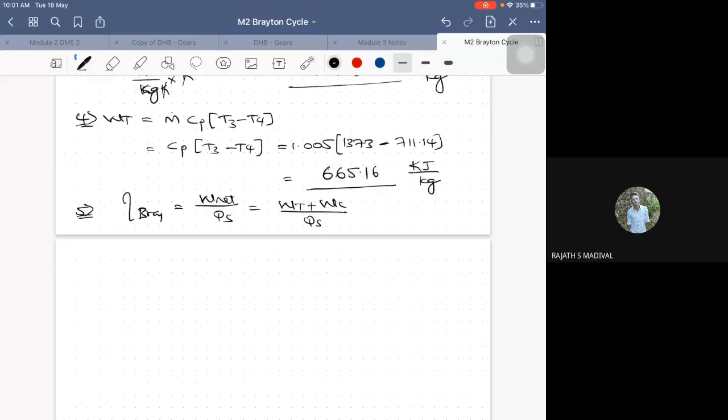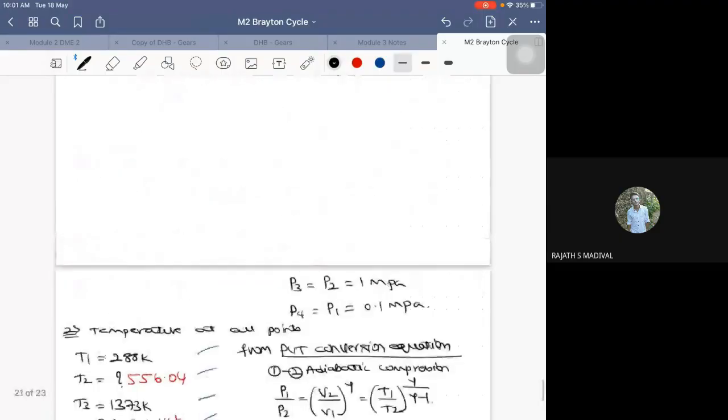Do we have QS? Have we calculated the heat supplied? We need to calculate the value of QS. QS also is mCp delta T. But for heat, it is final minus initial. In which process is the heat getting supplied?